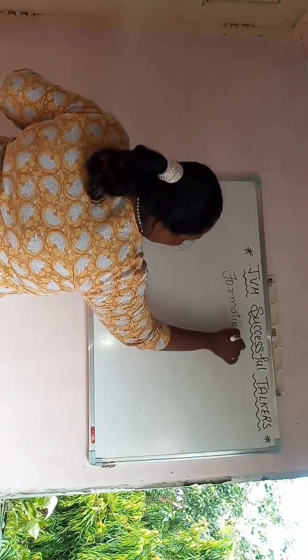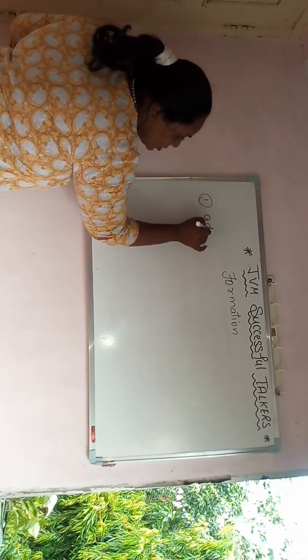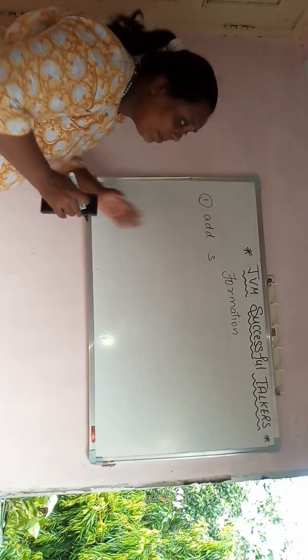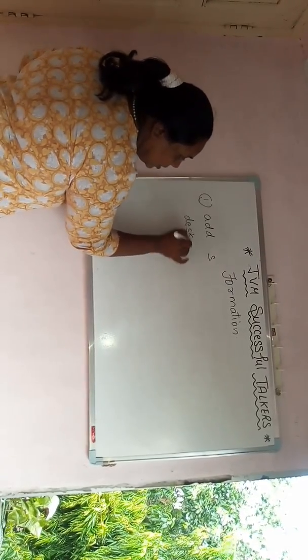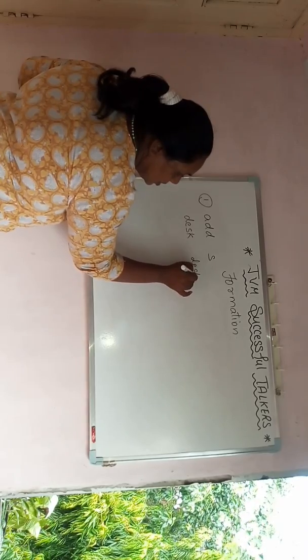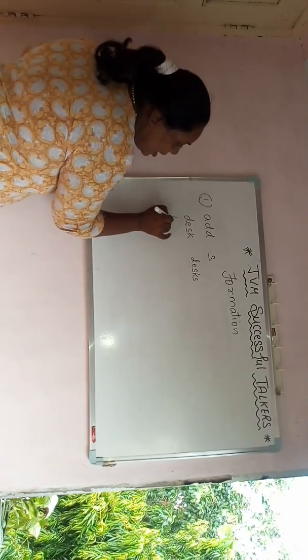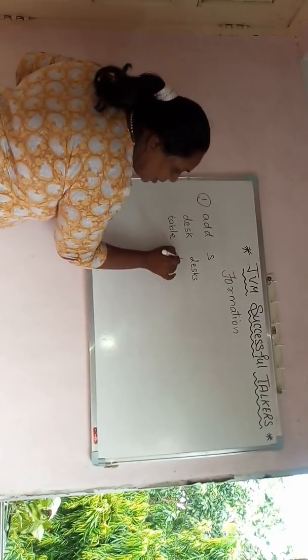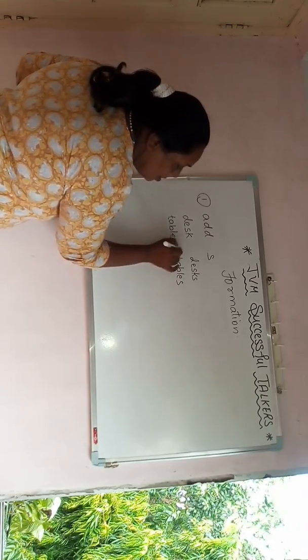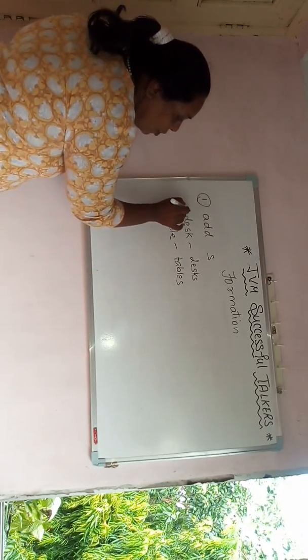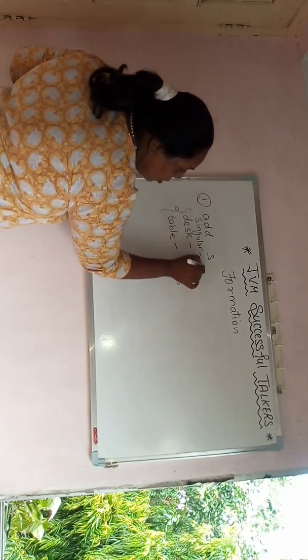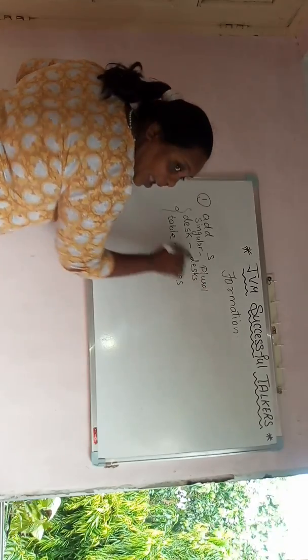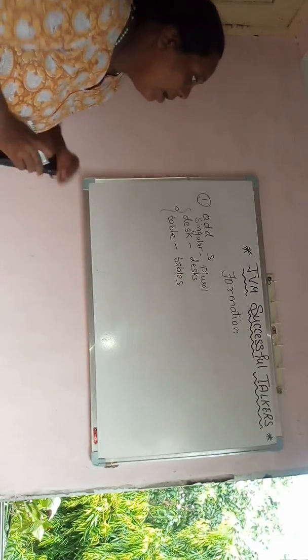As in the previous example I explained, desk, desks, table, tables. It is a singular word, only one is there, and here more than one. So we add s only. Now the second form is to add es to the singular word.